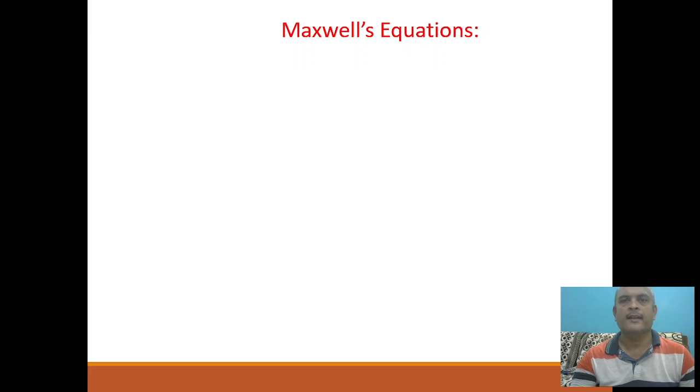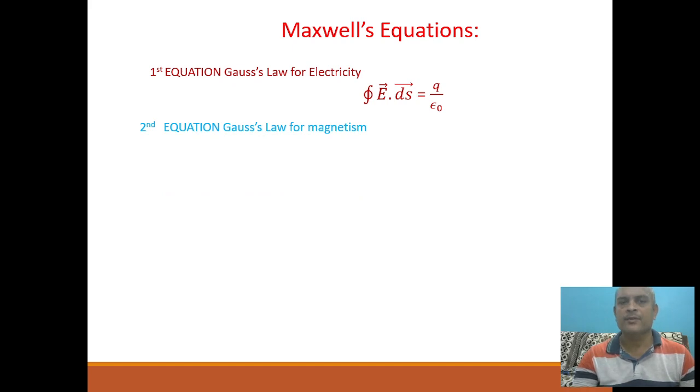Maxwell rearranged four equations which are used in EM waves. Number 1, the first equation he gives is Gauss law of electricity. This is phi equal to ∮E·dS equal to Q upon epsilon naught. Second, he chooses Gauss law of magnetism, that is ∮B·dS equal to 0, because magnetic flux cannot be started or terminated. Actually, EM wave comes from electric and magnetic fields, so he chooses first the electric Gauss theorem, and second the Gauss theorem for magnetism.